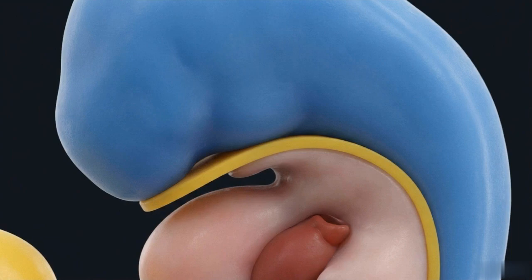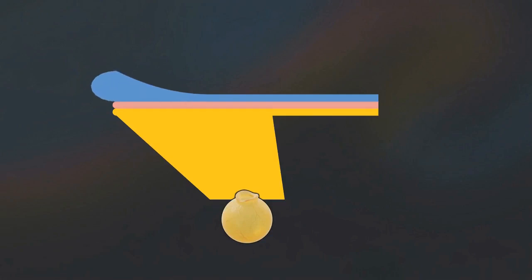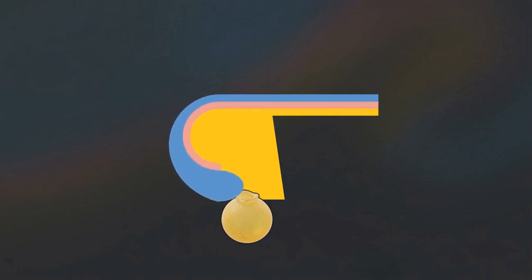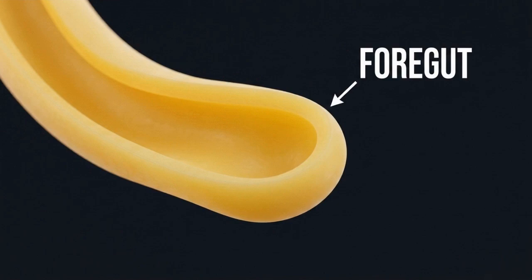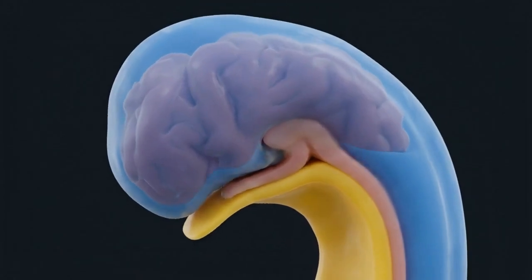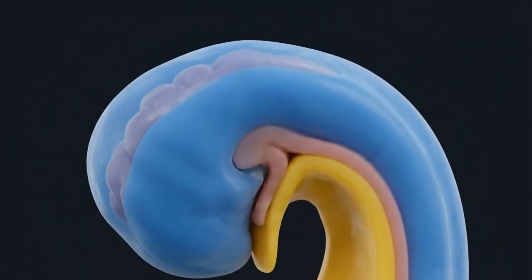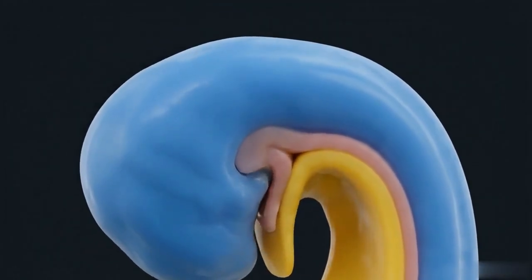This creates a direct mechanical consequence for the yellow endodermal layer located directly beneath it. The overhanging fold pinches the yolk sac, incorporating a portion of it directly into the newly forming head region. This incorporated blind-ending endodermal tube is the foregut. The forward thrust of the developing brain is the physical force that manufactures the upper digestive and respiratory tubes.